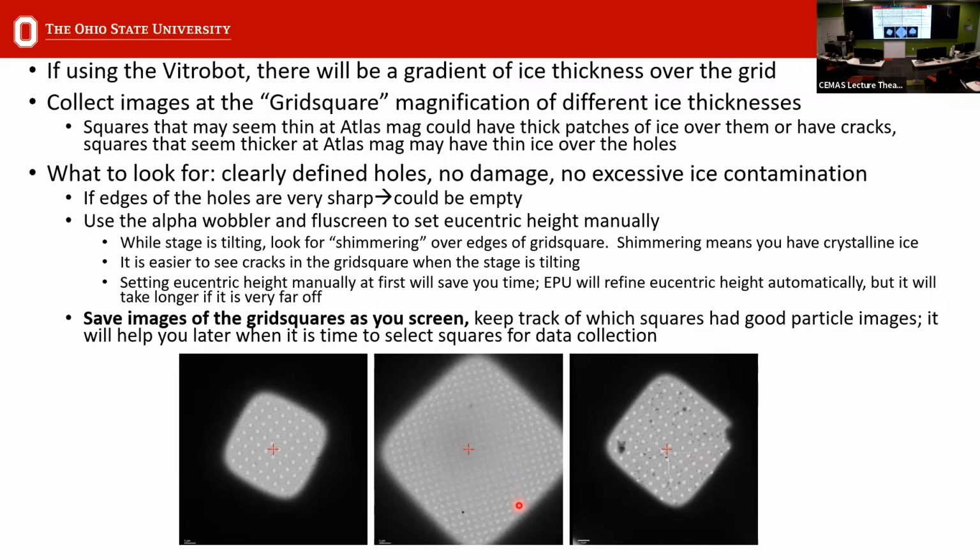Another thing that I do while I have the microscope at this magnification setting is to use the wobbler and fluorescent screen to set eucentric height manually. So don't be entirely dependent on the EPU auto functions. There are several reasons for this. One reason is some things are easier to see for yourself.